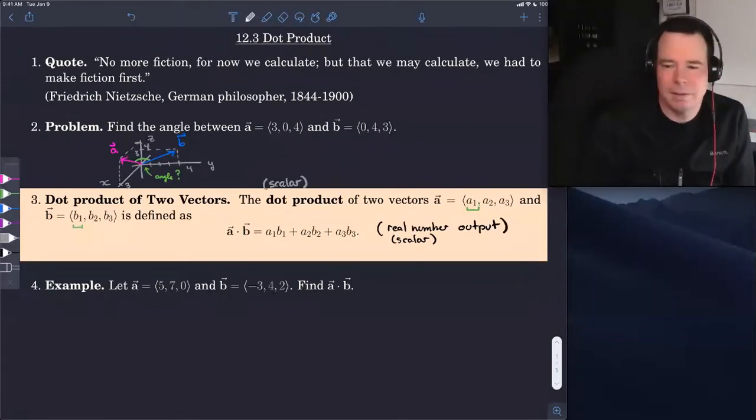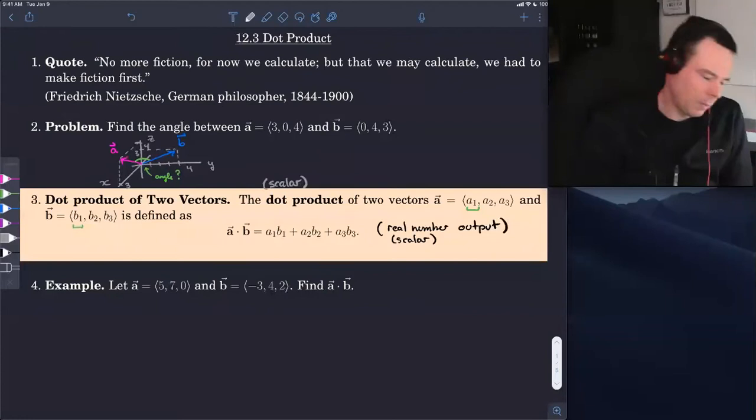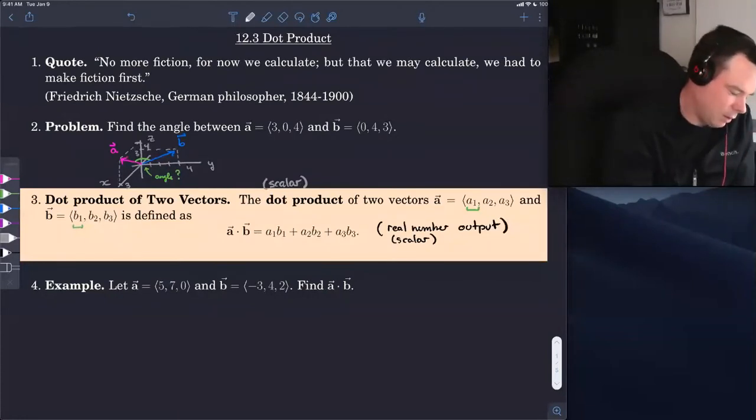And what we want to do is make sense of what this scalar is. What is this number that we get out? How is it related to the original two vectors? What can it tell us about the geometry? So as a first example, let's just actually compute a dot product.